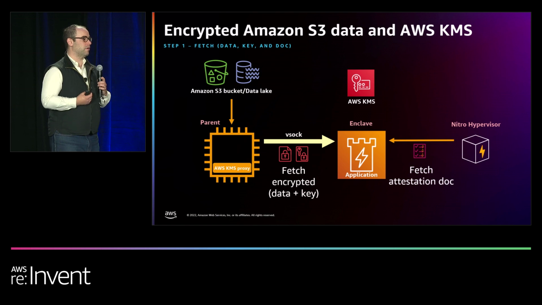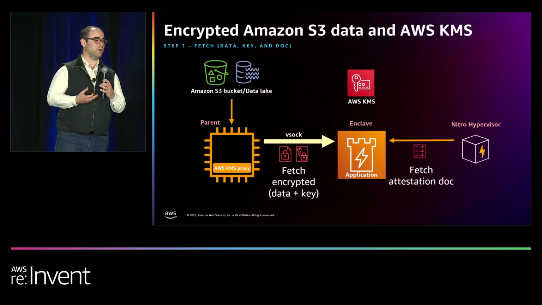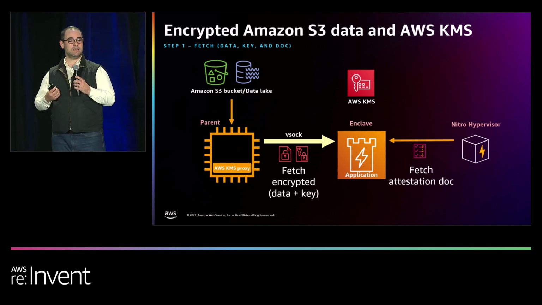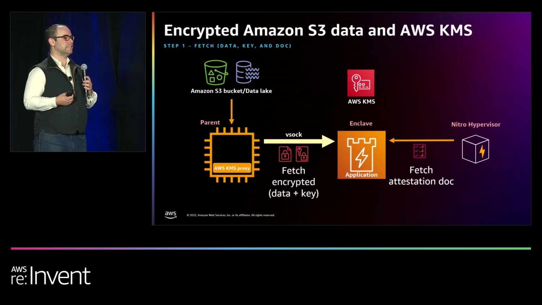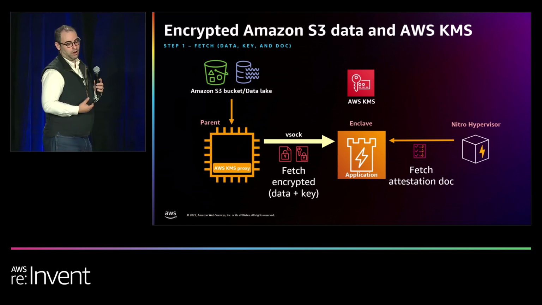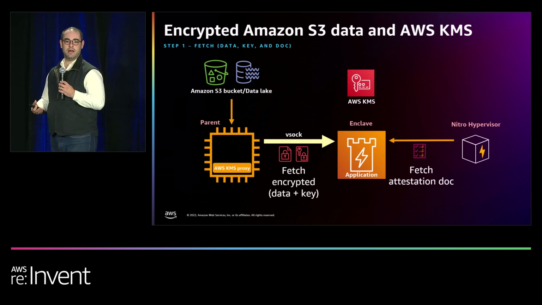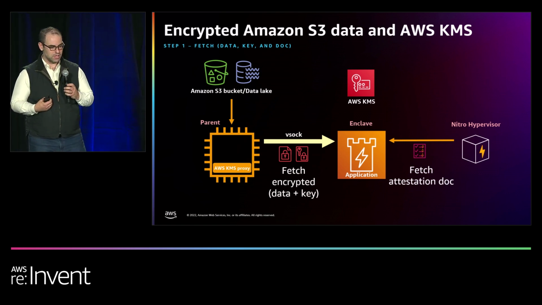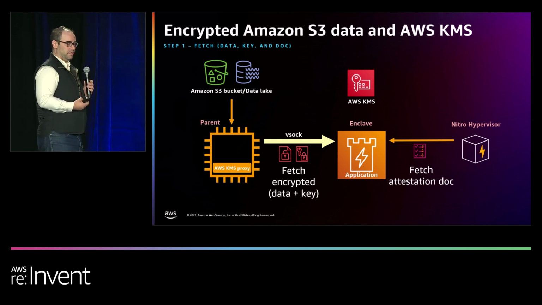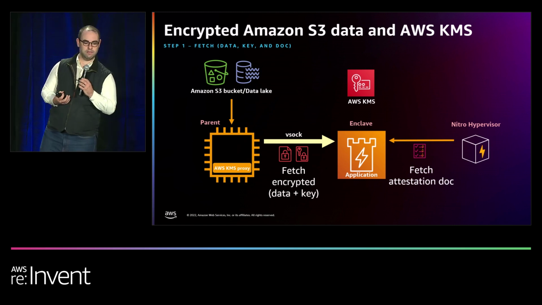Envelope encryption is a very common pattern in which data, a larger amount of data, is encrypted using a data key. That data key is itself encrypted under a key that lives in a key management system. In our case, AWS KMS, which uses FIPS-validated HSMs to manage keys. So our data is envelope encrypted, stored in Amazon S3, and is fetched by our parent instance, brought into the instance, and an enclave is deployed.